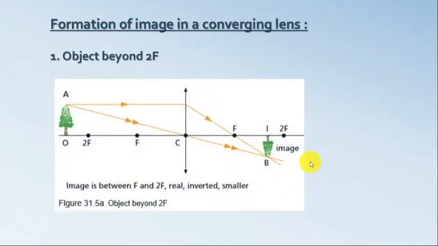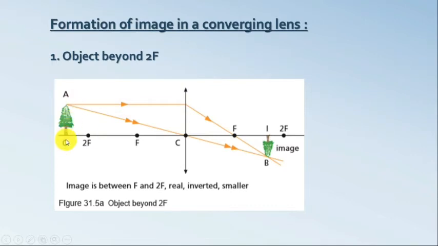Let's see. We have so many cases for image formation in a converging lens. So, formation of image in a converging lens. The first case, if I have an object beyond 2f. Again, look how they drew the lens. I told you sometimes they don't draw a real lens, just a line or two arrows, okay?